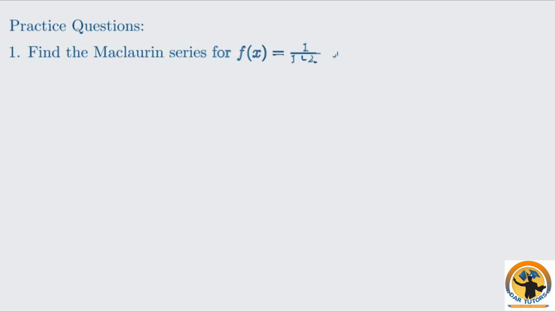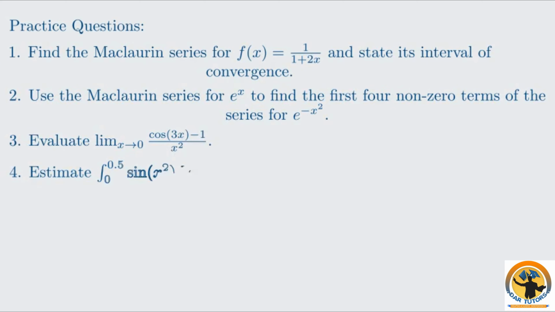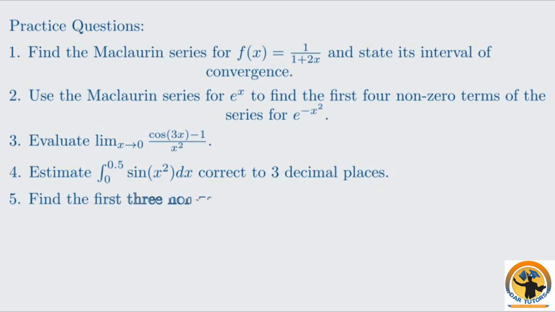To solidify your understanding, here are 5 practice questions in the style of the IB AA HL exam. Pause the video and try to solve them on your own before watching the solutions. Question 1 asks you to find the Maclaurin series for a function and its interval of convergence. Question 2 involves using a known series to find a new one. Question 3 is a limit problem. Question 4 is an integral approximation. And question 5 is a division problem. Take your time, show your working, and remember the techniques we've discussed. Good luck. Welcome back. Let's go through the solutions to the practice questions.